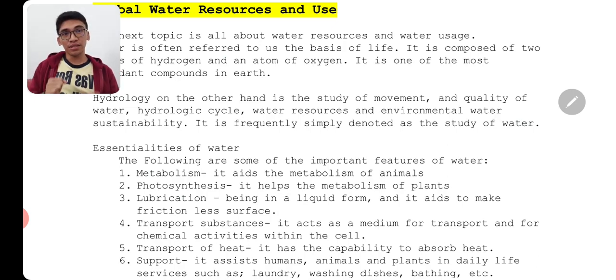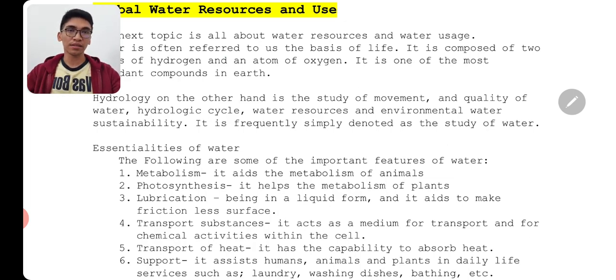Kasi if we use the resources of our Earth, naubos na natin, ano mangyayari sa ating Earth? So eventually, it will run out of its own resources. So what do we need to do? We look for other planets.